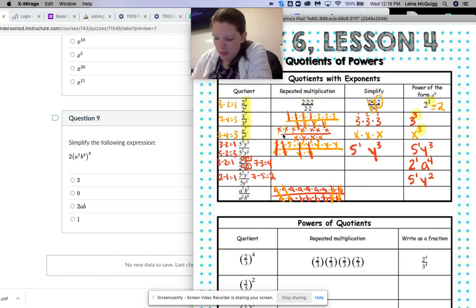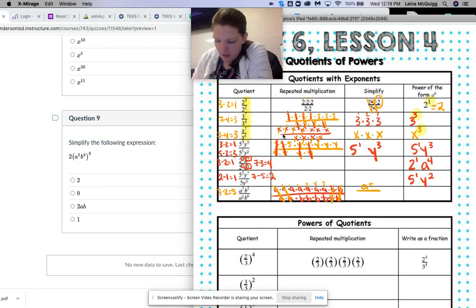So I'm looking and I see for a's, I did 7. I can do 7 minus 2 and I'll have 5. Well, I have 1, 2, 3, 4, 5 a's. So there is a to the power of 5, and those are on top of my fraction, right?